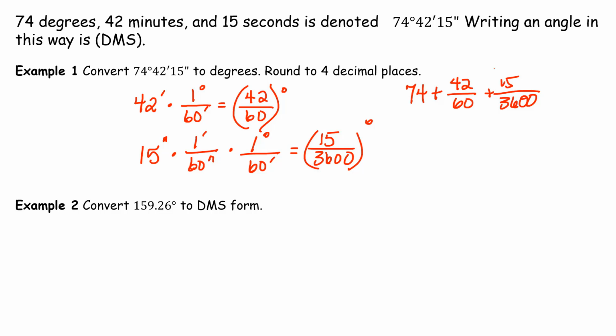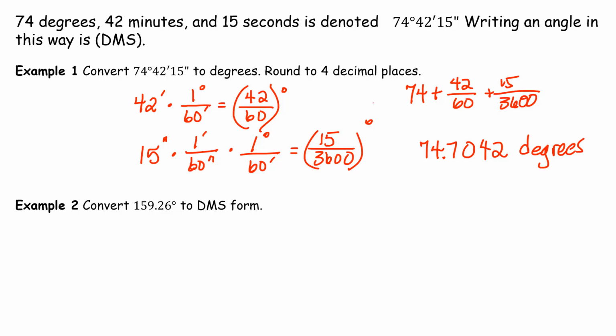punch that into your calculator. You will not need to use your parentheses for this because your calculator is going to follow the order of operations. So when you hit 74 plus 42 over 60, it will do the division first. It won't do the addition first. So you don't need to worry about that. So 74 plus 42 over 60 plus 15 over 3600 equals 74.7042 degrees. Or you could just put the little circle.